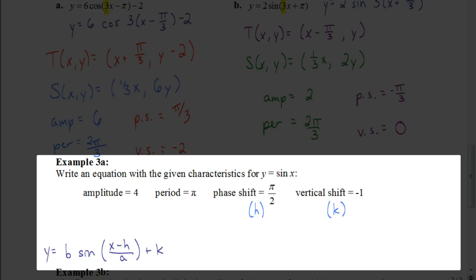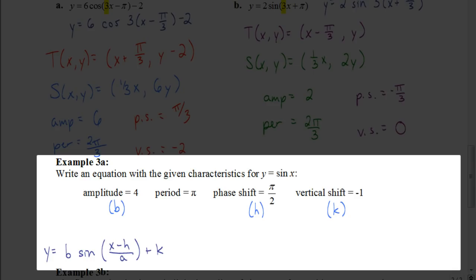Our amplitude, remember that's from your scale change. It's not the a in this equation. Don't get confused by that. A lot of people think that amplitude would be a, but remember your amplitude is how y is being affected, which would be b in your equation.